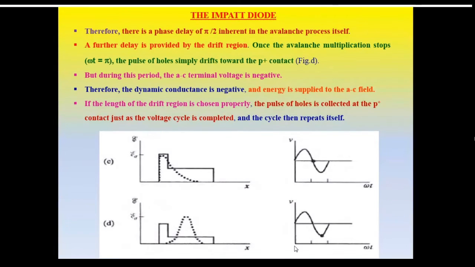Before the next avalanche multiplication process starts, whatever carriers are generated will reach terminal one. So we have to adjust the I region accordingly, so that the process of drifting will stop in time. Okay, it will work with the voltage cycle.